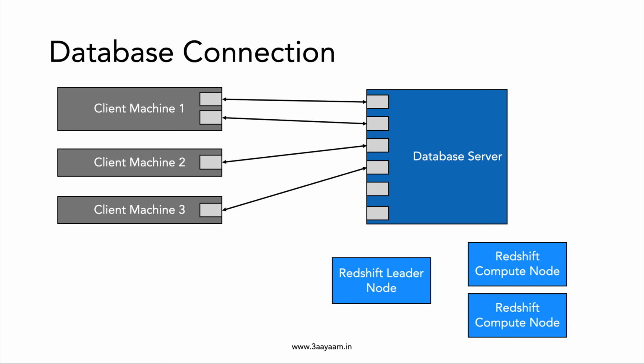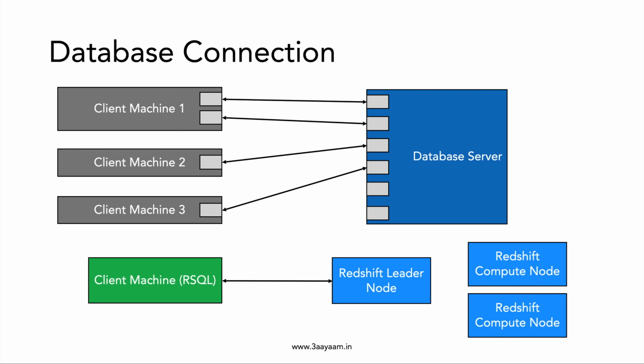So in our case, we have a Redshift cluster. We have a Redshift leader node and compute nodes. And of course, we'll be having client machines. From client machines, let's say we have RSQL and I want to connect to a Redshift cluster. And let's say we have another client machine wherein I'm running some Python program and I want to connect to the Redshift cluster. The socket opening is handled by the leader node, not the compute nodes. So that's how a connection looks like in a Redshift cluster.